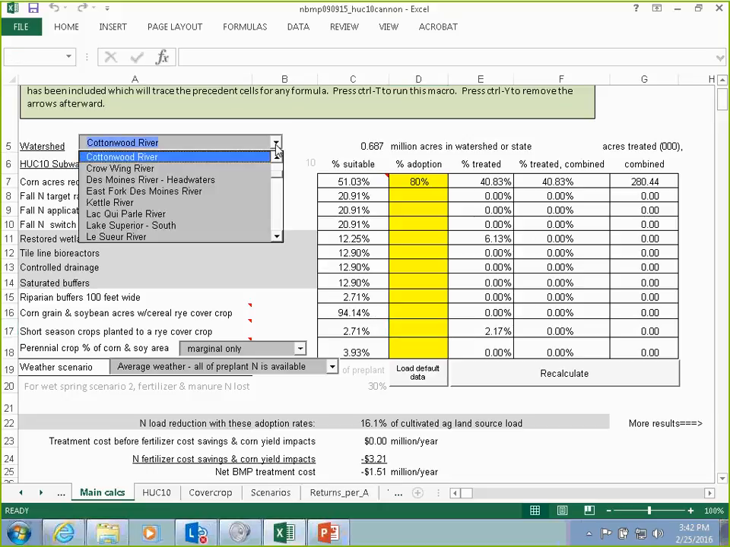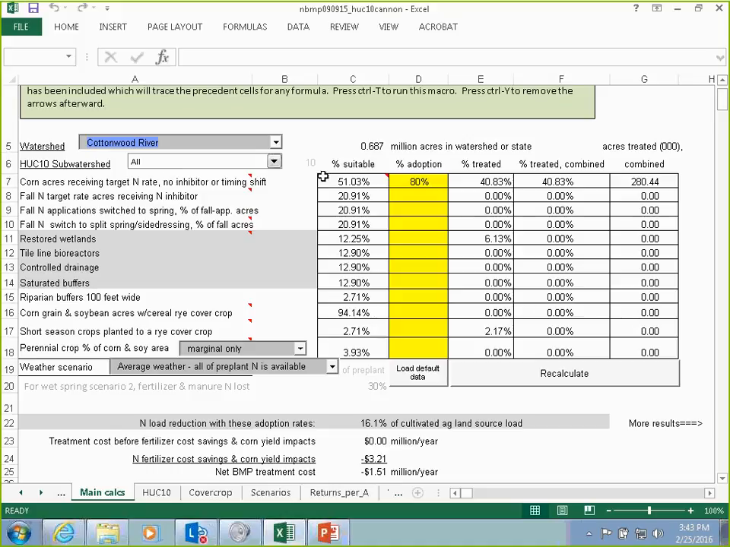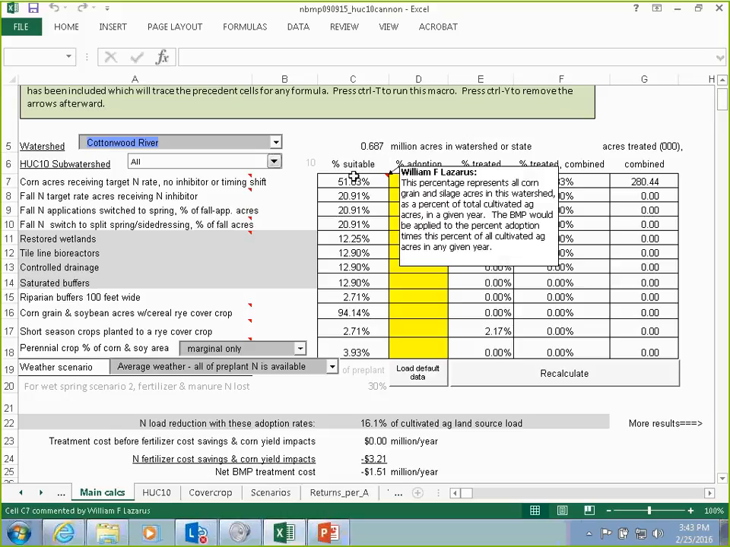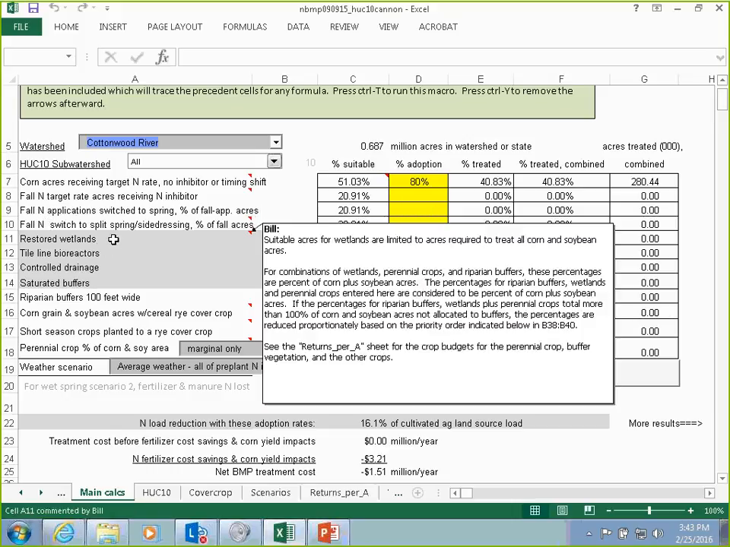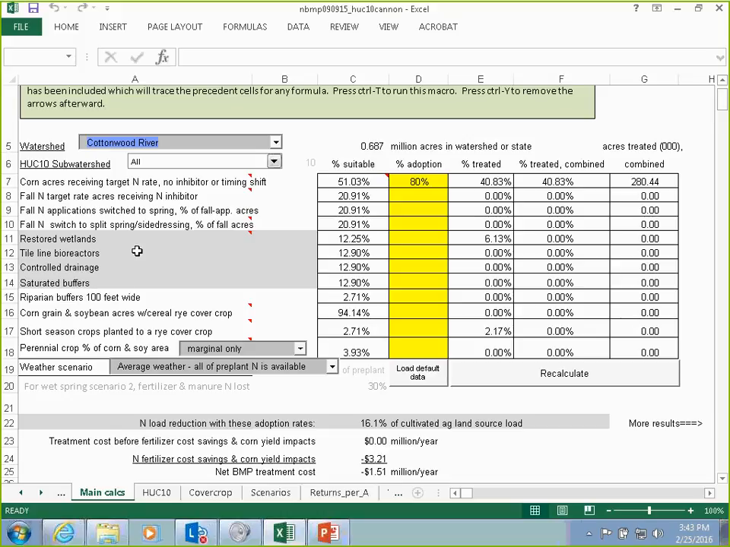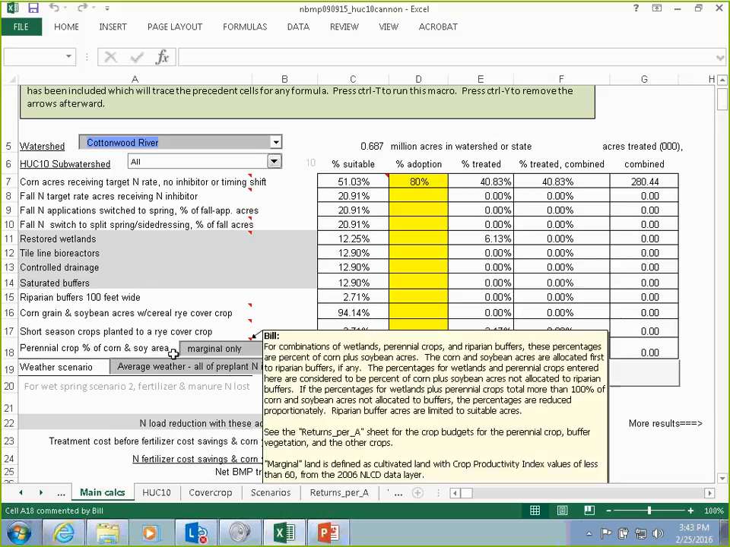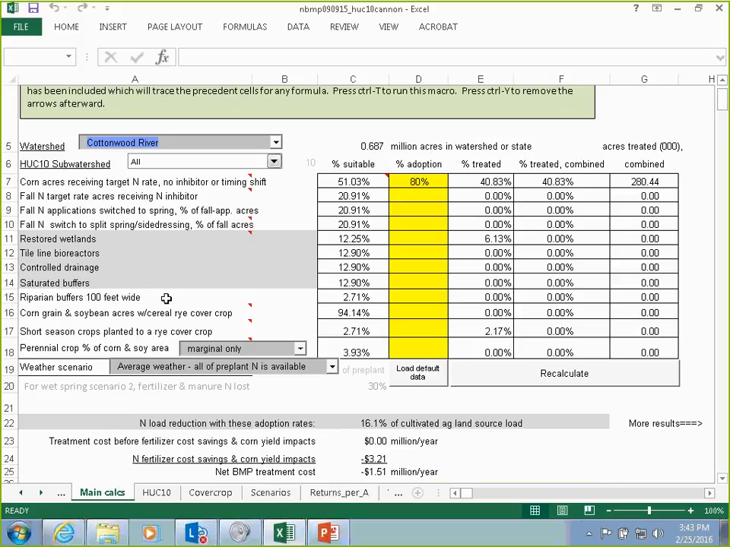We can pick a watershed, whatever watershed we want to work with in the state, a HUC 8 or a major basin. So if we just got the Cottonwood selected there, we can then see that there's about 0.687 million acres, so 687,000 acres of cropland in that particular watershed. And these are the BMPs. So you've got nitrogen management BMPs for fertilizer efficiency. Then we've got wetland and other types of treatment for tile drainage waters here. And then below here are some of the living cover types of BMPs, cover crops and perennials.